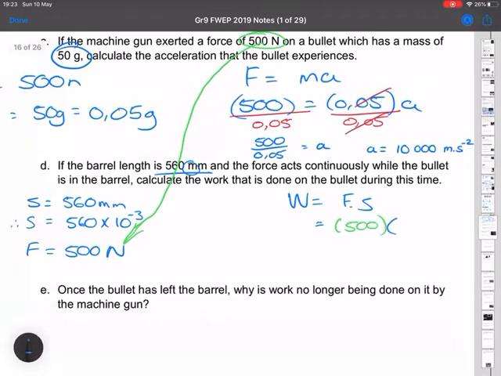The distance is 560 times 10 to the minus 3 meters. And 500 times 0.56 meters will give us an answer of 280 joules.